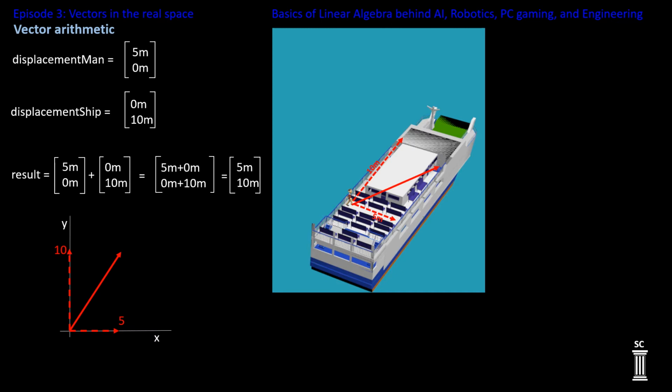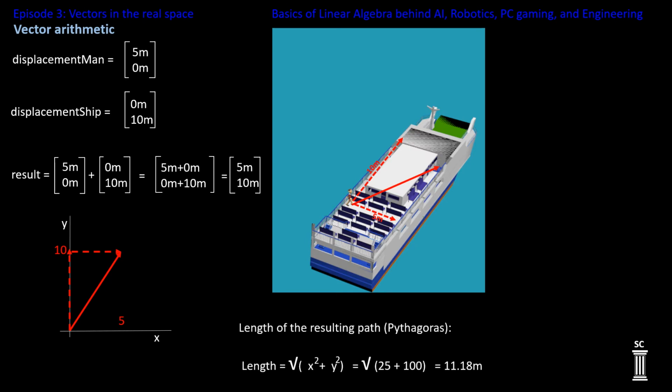We said it is allowed to shift the vector without changing its properties, so let's do so. And we see, no matter whether we travel over the dotted lines or over the continuous line, we will end up in the same position. We can also calculate the length of the path. There's a beautiful formula for that from the historic Mr. Pythagoras. I've done the calculation at the bottom of the page, and you see the result is 11.18 meters, the length of the path that the guy traveled.